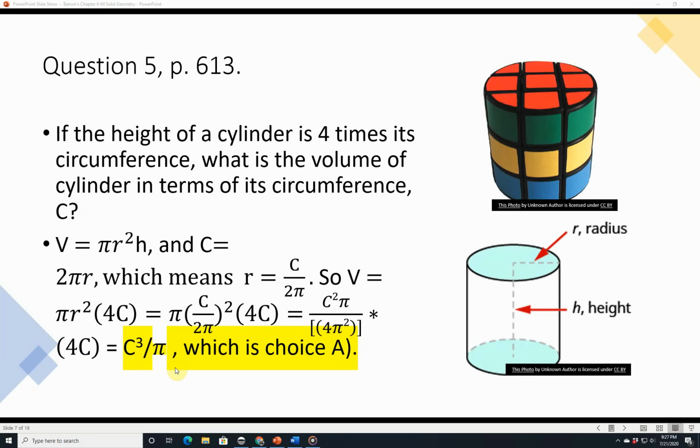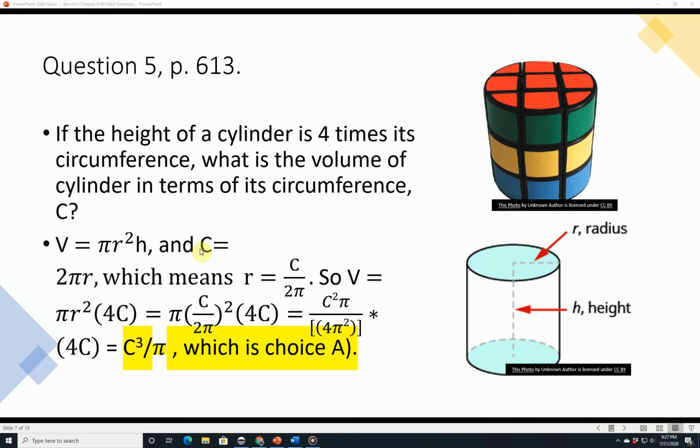All right, question 5. Here we have a funky Rubik's Cube type cylinder. I don't think this would really work as a Rubik's Cube or Rubik's cylinder, but whatever. It's not that important. So, if the height of a cylinder is 4 times its circumference, what is the volume of the cylinder in terms of its circumference, c?